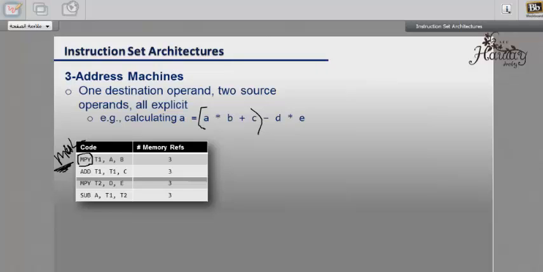Okay. So now we have a separate slot for the destination. Then we have these 2 numbers that we multiply, so source 1 and source 2. We multiply them and we put the result inside T1. Now we need to add T1 to C, and store the result again in a slot called T1.